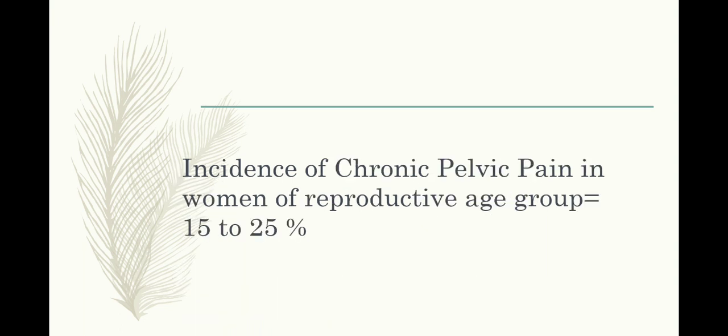Now, what is the incidence of chronic pelvic pain in women of reproductive age group? That is 15 to 25%. This percentage is also a little bit going beyond 20%, but I have included it here because the average is 20%. So overall we have studied two percentages in the 15 to 25% range: the percentage of people developing bacteriuria with pyelonephritis, 15 to 25%, and the incidence of chronic pelvic pain in women of reproductive age group, also 15 to 25%.